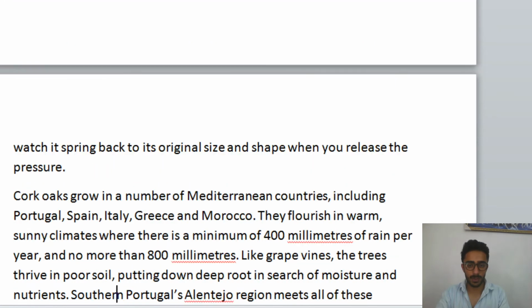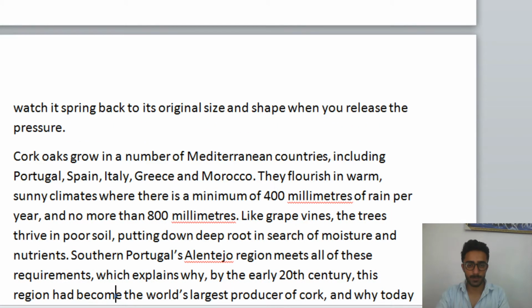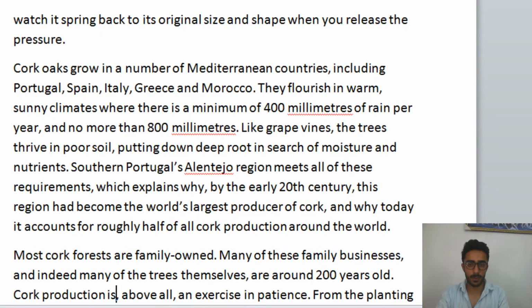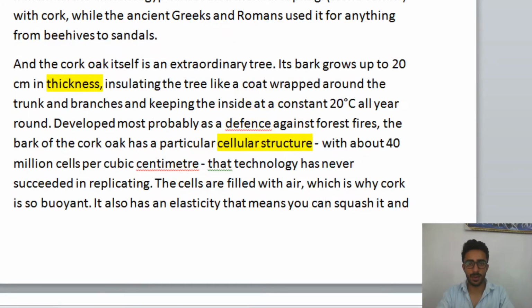Cork tree, 40 millimeters. 20th century requirement, which explains the producer of the word. Millimeters, pulling deeper into the century, today's account for cork production. Today is here, but still we are not getting any scientist here. Again, let's just reread our passage.